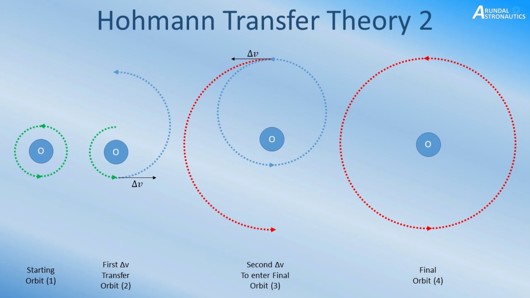If we wanted to go from a higher altitude to a lower altitude, what that would mean is that the delta V, or the velocity change, in this case would be to slow down the spacecraft so that the transfer orbit would drop into a lower altitude, and then a second velocity change would be required to correct the orbit so that it maintains it at that lower altitude. And that is essentially the basic theory of the Hohmann transfer.